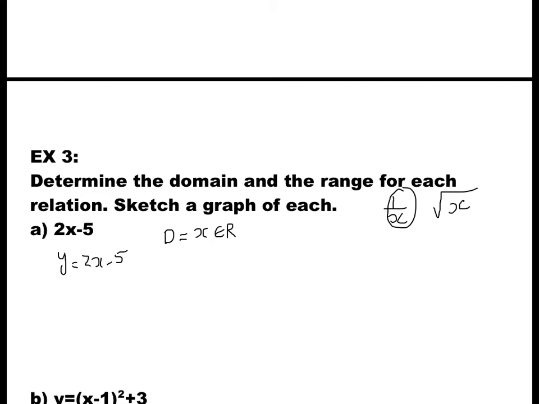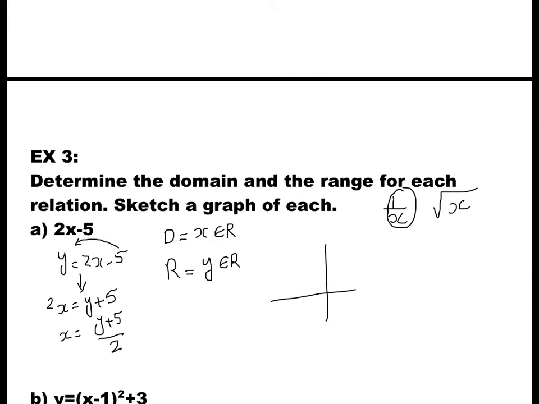Now, to find the range, we have to find the restriction on y. The easiest way is to solve this equation for x. So I'm going to move the 5 to the left. I get 2x is equal to y plus 5, and x is equal to y plus 5 divided by 2. Now for the range, we have to see if there is any restriction on the y value. Since y is not under the square root, or in the denominator, there is no restriction on the y value. So we can say that the range is y, which is a member of the real numbers.